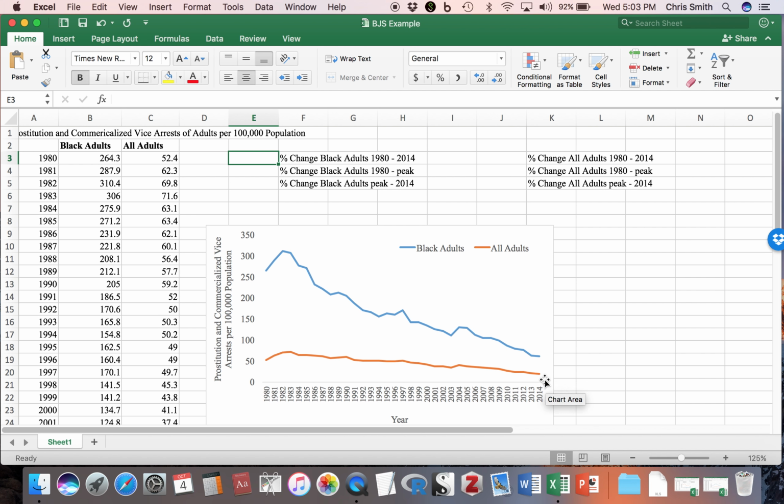Earliest to most recent. 2. What was the percent change from the earliest data point to the highest data point? Earliest data point to the highest data point. And 3. What was the percent change from the highest data point to the most recent data point?